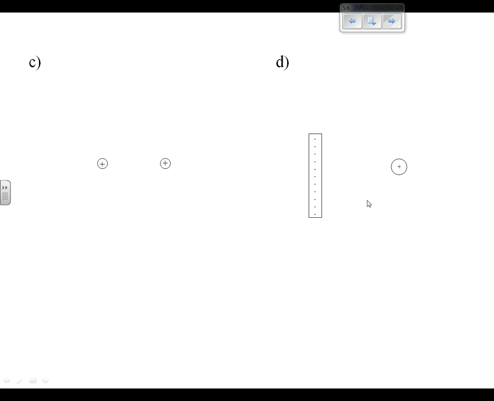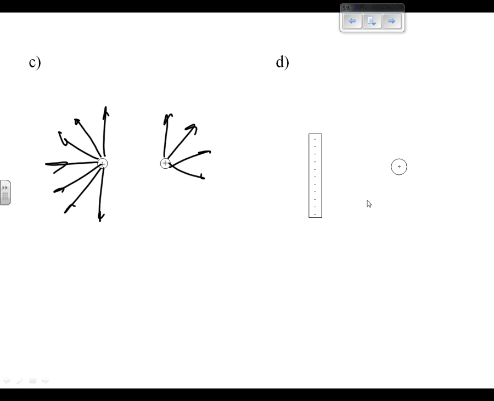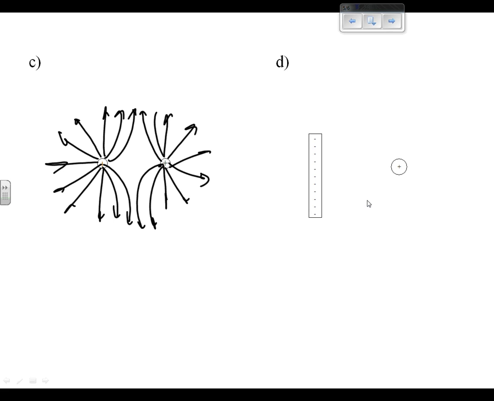Okay, what if it's a positive and a positive? What would it look like? Yeah, these would all be away, right? And what would happen in the middle there? Would there be nothing? No, they'd be pushing against each other, right? Kind of like that. Is that what you meant, Ryan? Exactly. There would be a region in here that would be kind of blank.